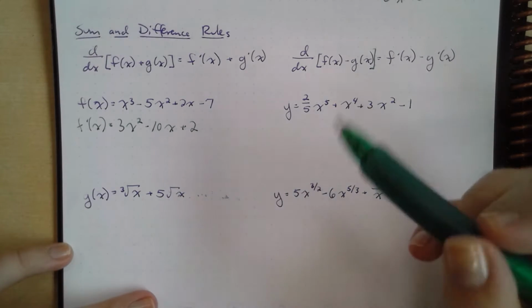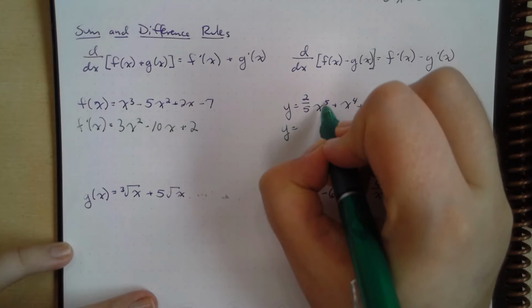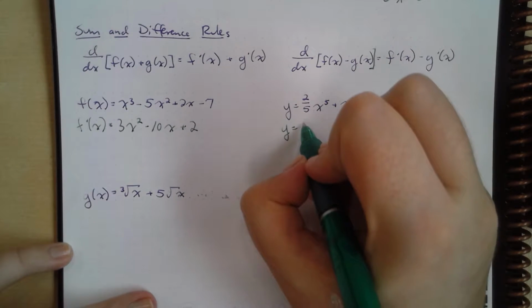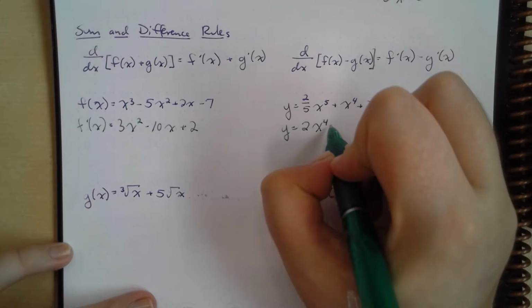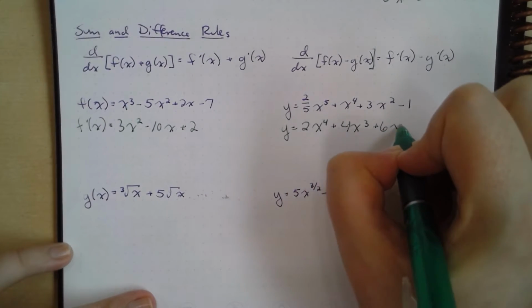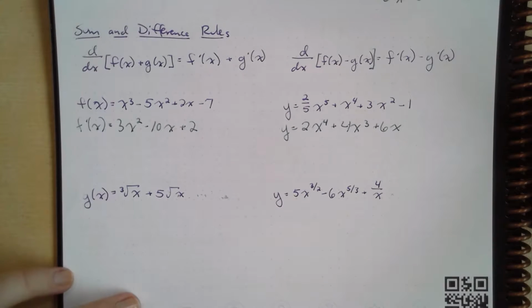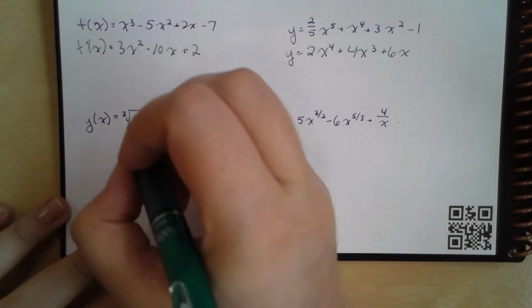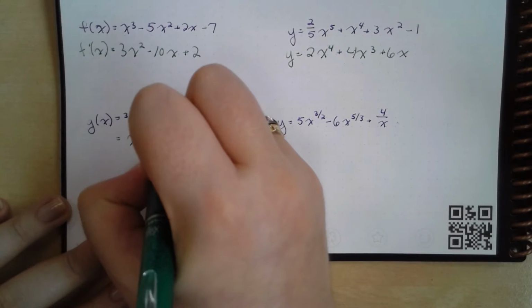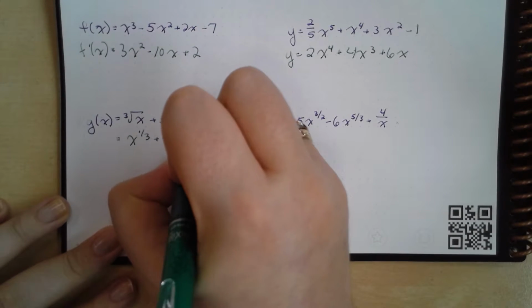Here, I'm going to have y equals, well, 5 times 2/5 is going to be 10/5, which is just 2x to the 4th, plus 4x cubed plus 6x. Okay. Then I can go on. I'm going to rewrite this as x to the 1/3 plus 5x to the 1/2.